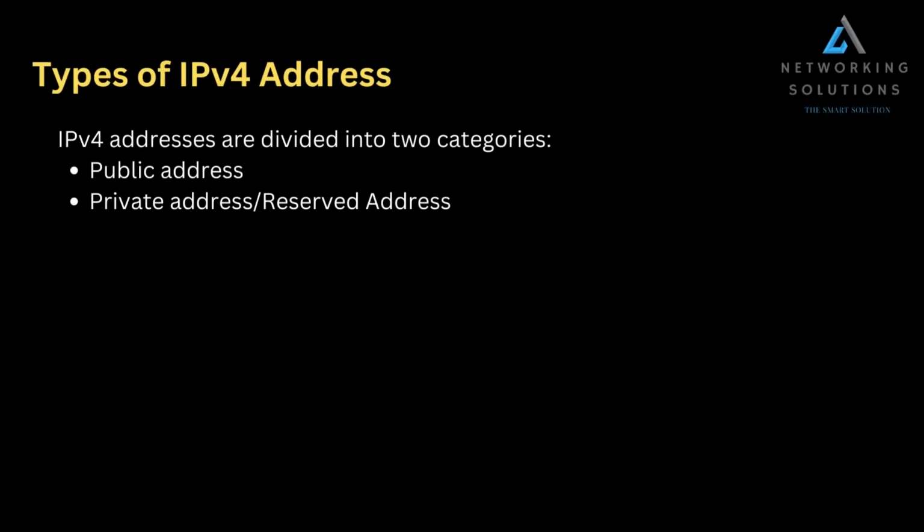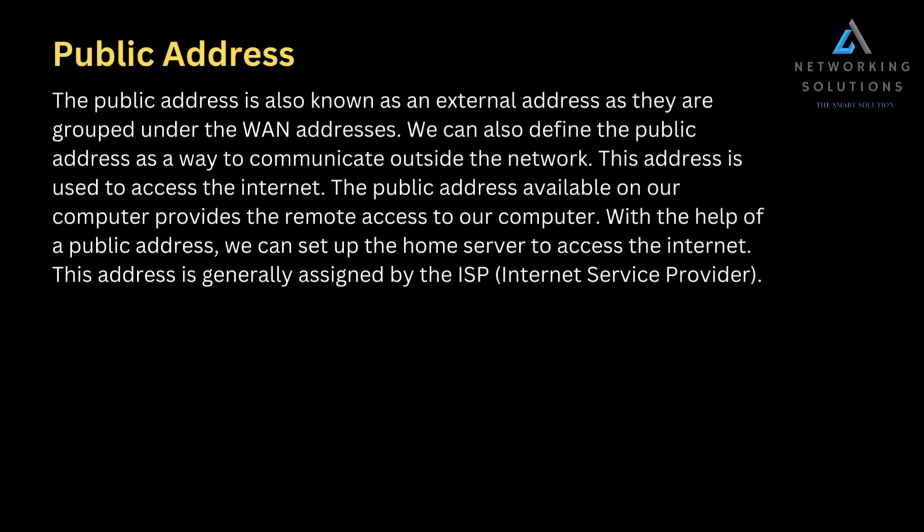Internet Protocol version 4 is divided into 2 categories, that is, public IP addresses and private IP addresses. Public IP addresses: the public address is also known as an external address as they are grouped under the WAN addresses. We can also define the public address as a way to communicate outside the network. This address is used to access the internet. The public address available on our computer provides remote access to our computer. With the help of a public address, we can set up a home server to access the internet.